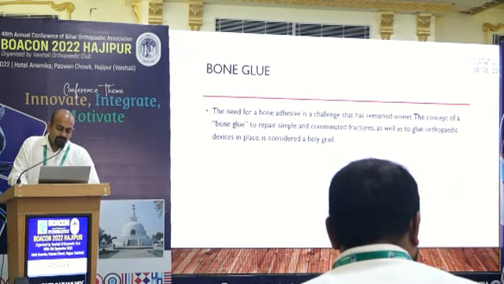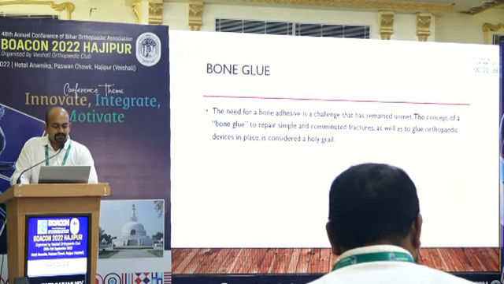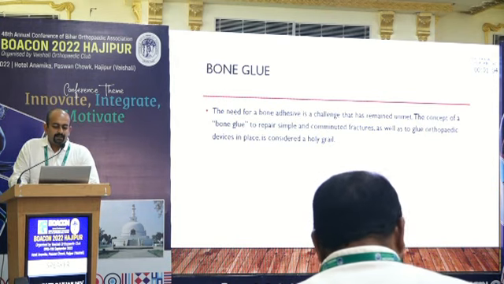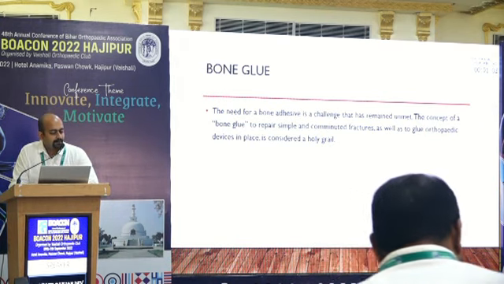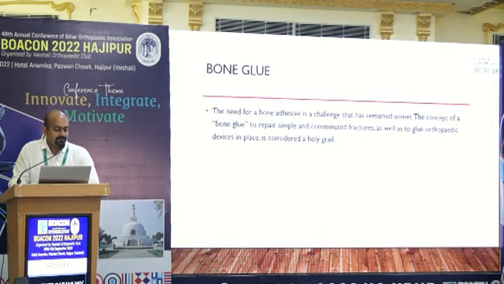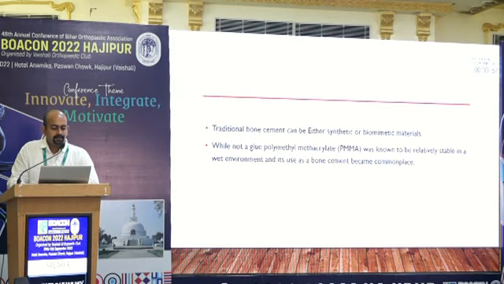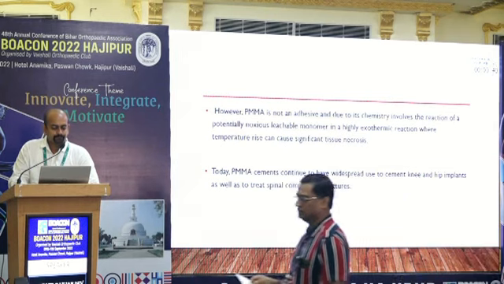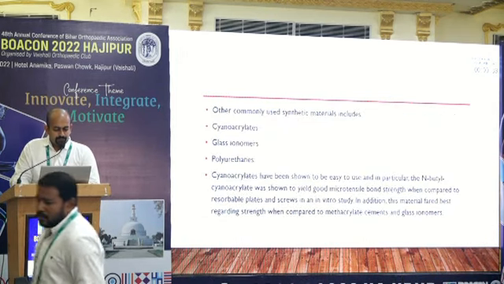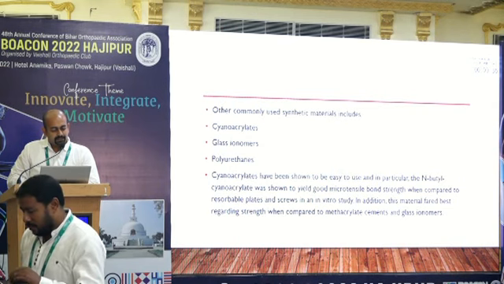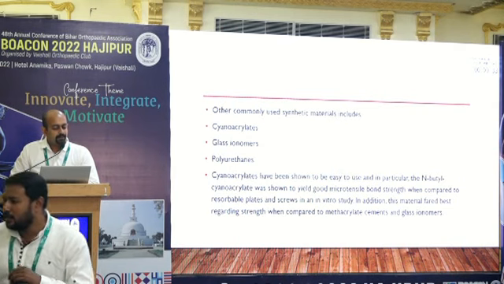If we are talking about the future of orthopedics, the need for a bone adhesive is a challenge that has remained unmet. The concept of a bone glue to repair simple and comminuted fractures as well as to glue orthopedic devices in place is considered a holy grail. Traditional bone cement can be either synthetic or biomimetic material, while not a glue. PMMA was known to be relatively stable in wet environment, and its use as bone cement has become commonplace. Other commonly used synthetic materials include cyanoacrylates, glass ionomers, and polyurethanes.